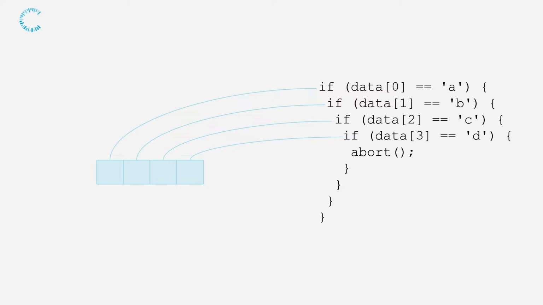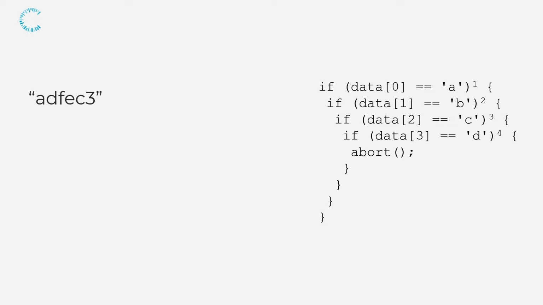And now what we can do is make an array in which each one of these conditions is labeled as so. So you can see I've added a little superscript there. And now we can treat the program as a function which takes inputs and turns them into information about which conditions in the program were satisfied.